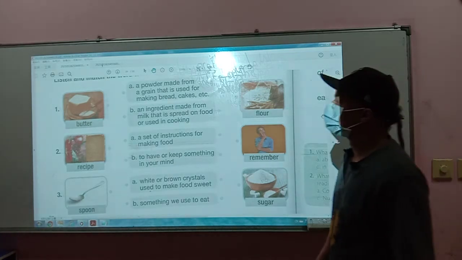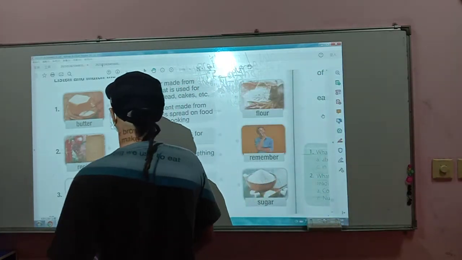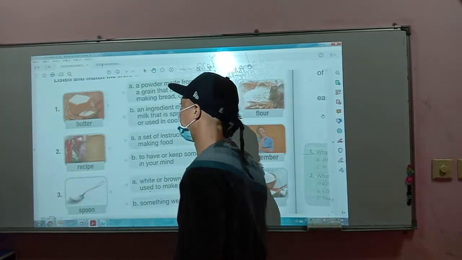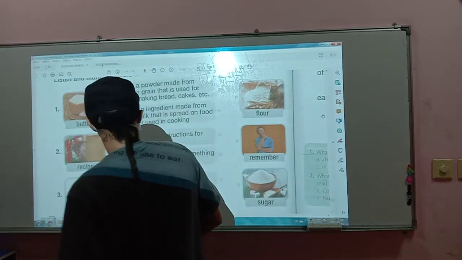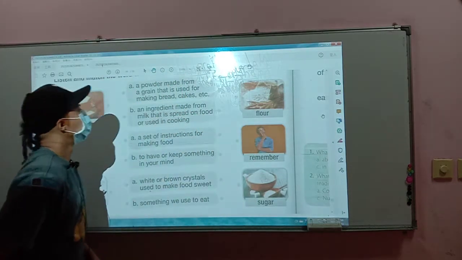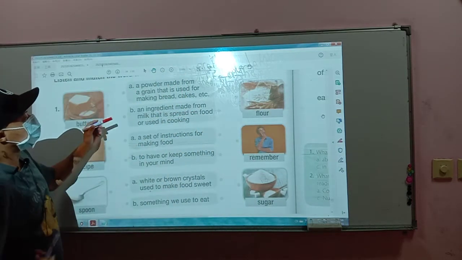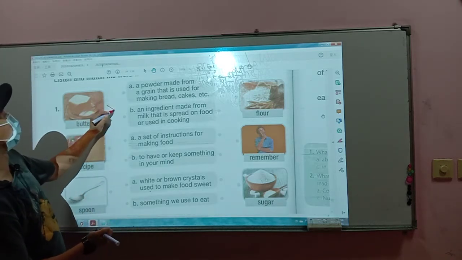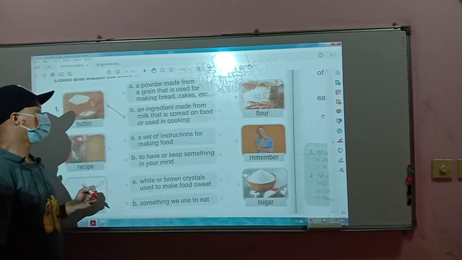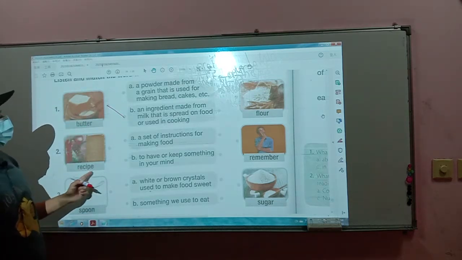Okay, so the first one is butter. Butter is soft, it goes on bread. It is an ingredient made from milk that is spread on food or used in cooking. First one. Number 2, recipe.